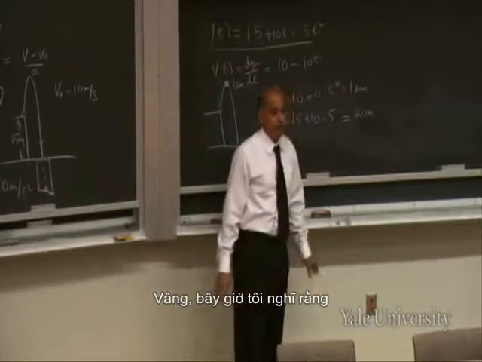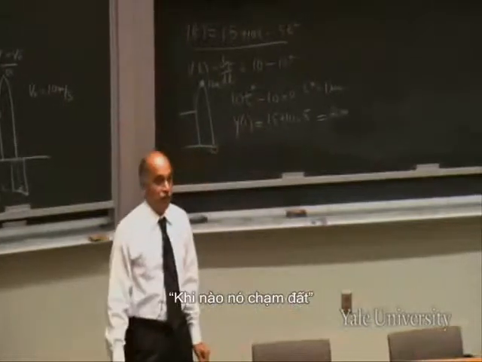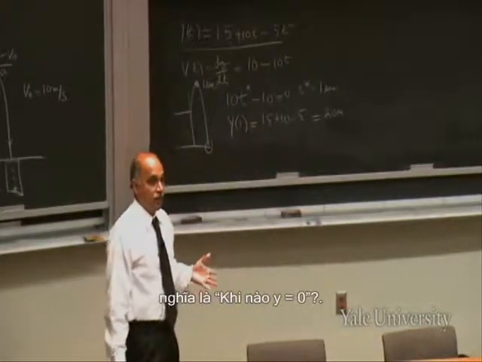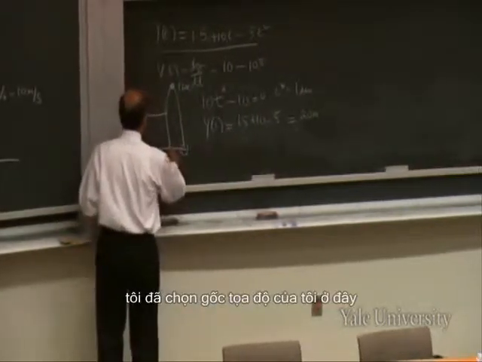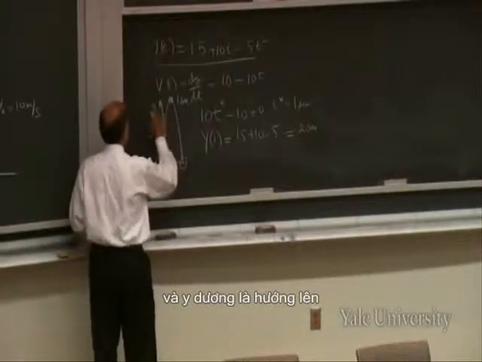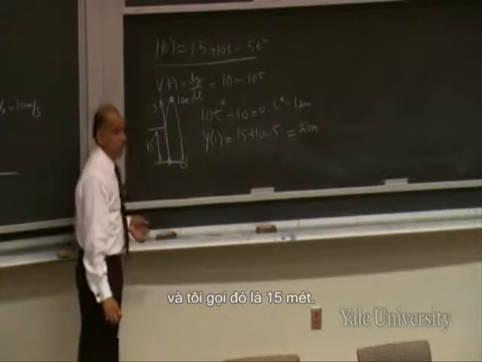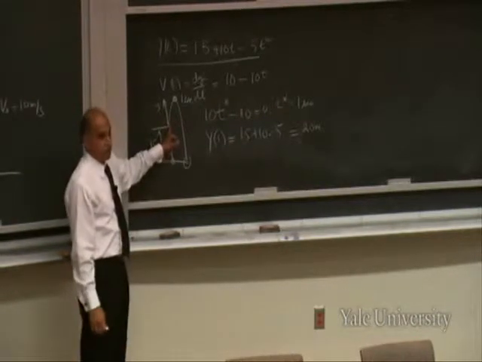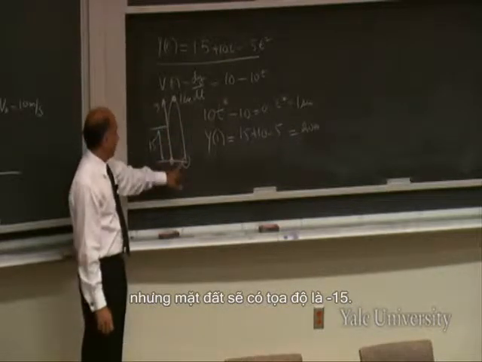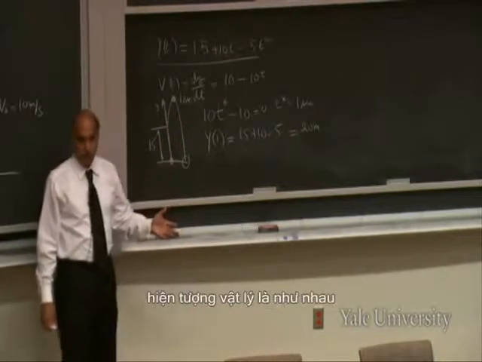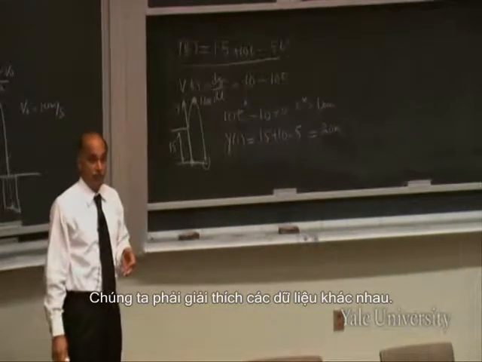So when does it hit the ground? Well, I think you must know now how to formulate that question. When does it hit the ground is when is y equal to 0. By the way, I didn't tell you this, but I think you knew that I picked my origin to be here and measured y positively upwards, and I call that 15 meters. You can call that your origin. If you call that your origin, your y0 will be 0, but ground will be called minus 15. So in the end, the physics is the same, but the numbers describing it can be different. But you have to interpret the data differently.